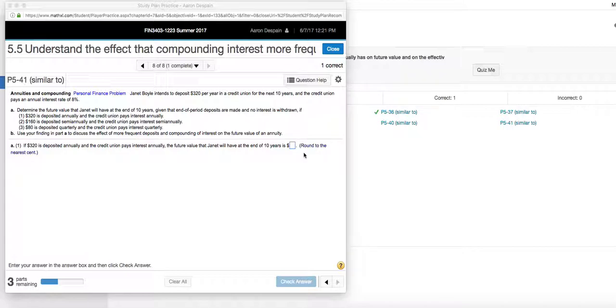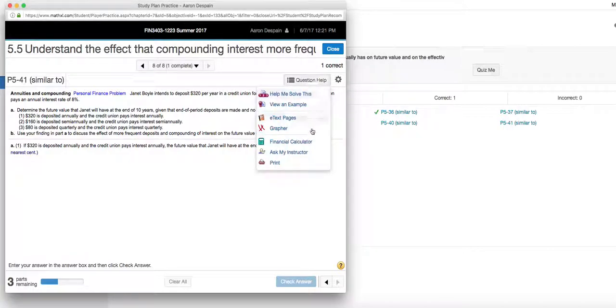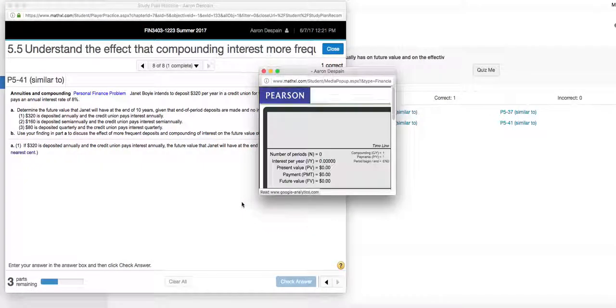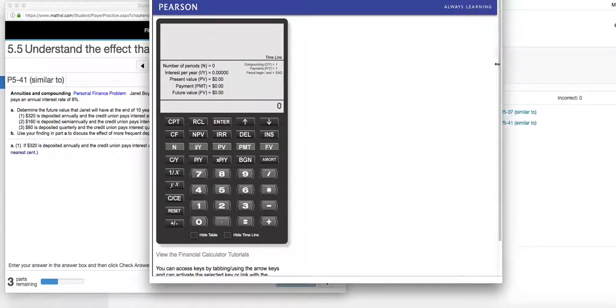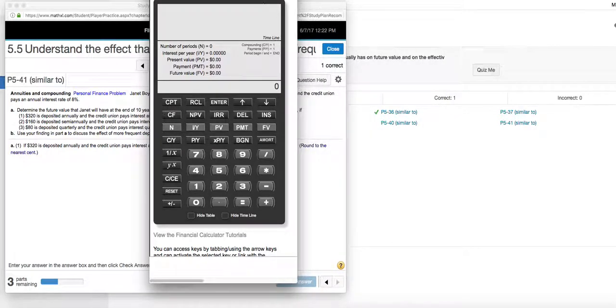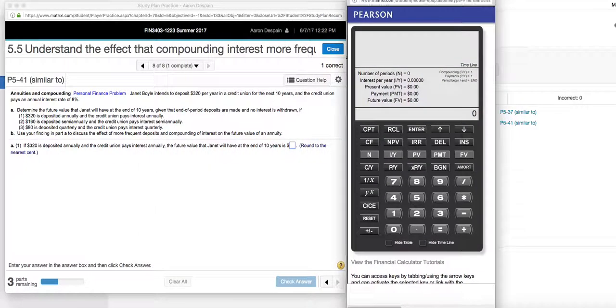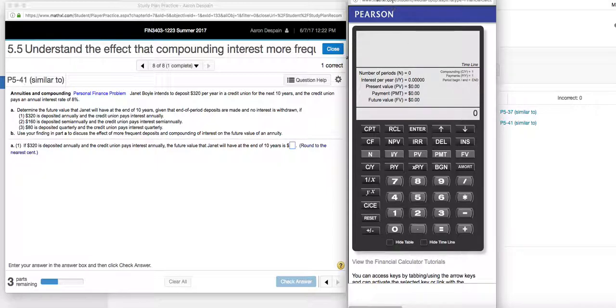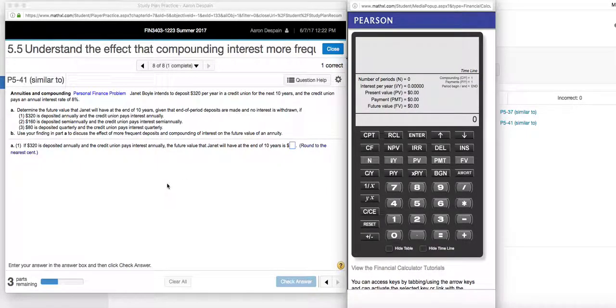the rate. So what we're going to do is look at, with the help of our financial calculator, the future value of Janet's deposits based on the number of compounds during the year in each scenario. So we have $320 that's being deposited in the first one just annually. So this is what we're used to seeing without having to change any compounding periods. So $320 is deposited annually.